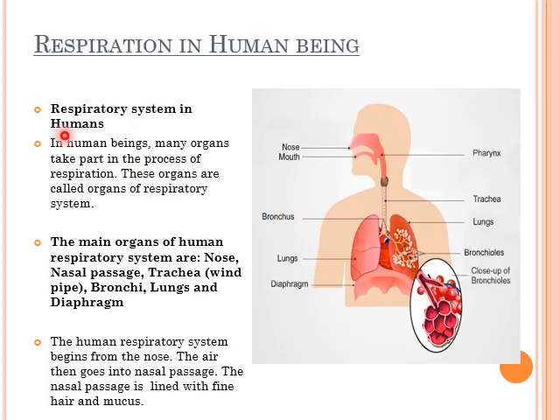Now the human respiratory system in human beings has been associated with various organs. These organs are called organs of the respiratory system. The main organs of the human respiratory system are, it starts from the nose. This is the nasal passage. It has a trachea, which is also known as windpipe. Then we have a tube structure running from the trachea, that is the bronchi, or singular bronchus. We have the lungs as well as we have a diaphragm, which is also known as chest cavity.